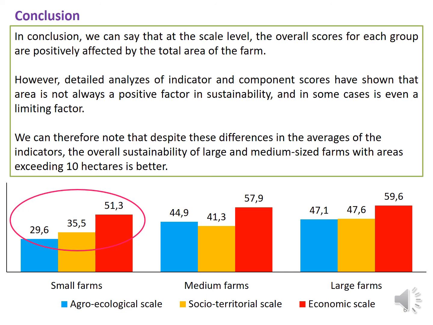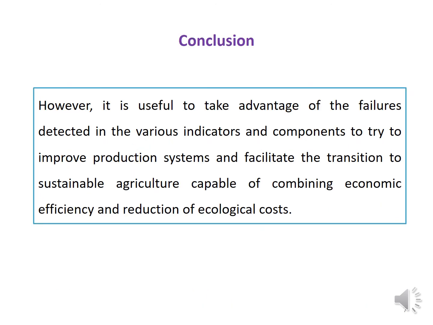However, it is useful to take advantage of the failures detected in the various indicators and components to try to improve production systems and facilitate the transition to sustainable agriculture, capable of combining economic efficiency and reduction of ecological costs.